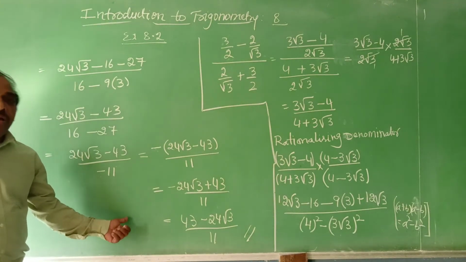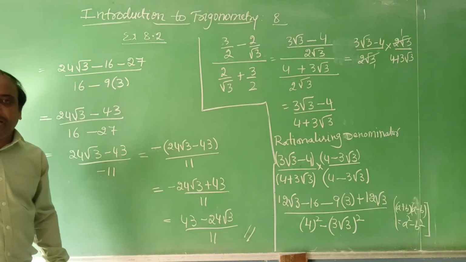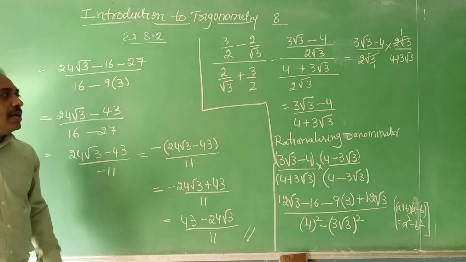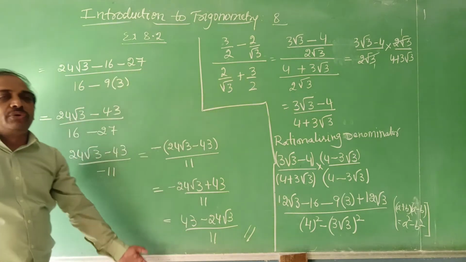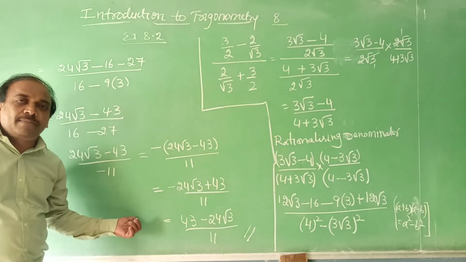Is it clear? We are writing the values for special trigonometric ratios of given angles. Those values we are substituting to find the answer. Is it clear, students? Right.